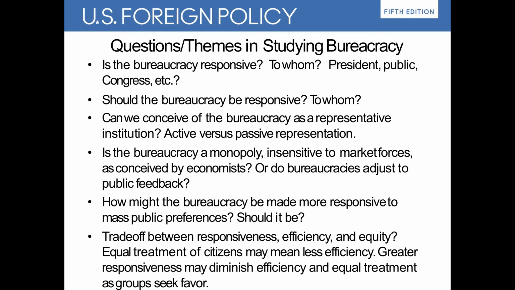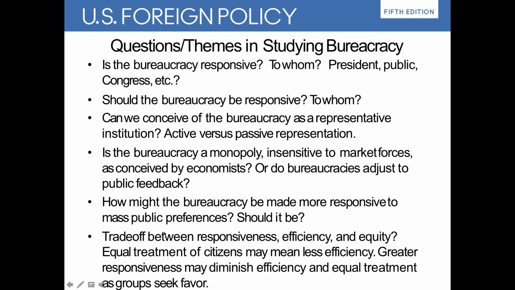So we look at first, is the bureaucracy responsive to the president, public, Congress? Should they be responsive? And if so, to whom? As in, should they respond to Congress or the president or the public, and in what order? Third, can we conceive of the bureaucracy as being representative? Are they active versus passive? Next, are they a monopoly? Are they insensitive to market forces? Or do they adjust to public feedback? Next, how might they be more responsive to the public? Should it be responsive to the public?